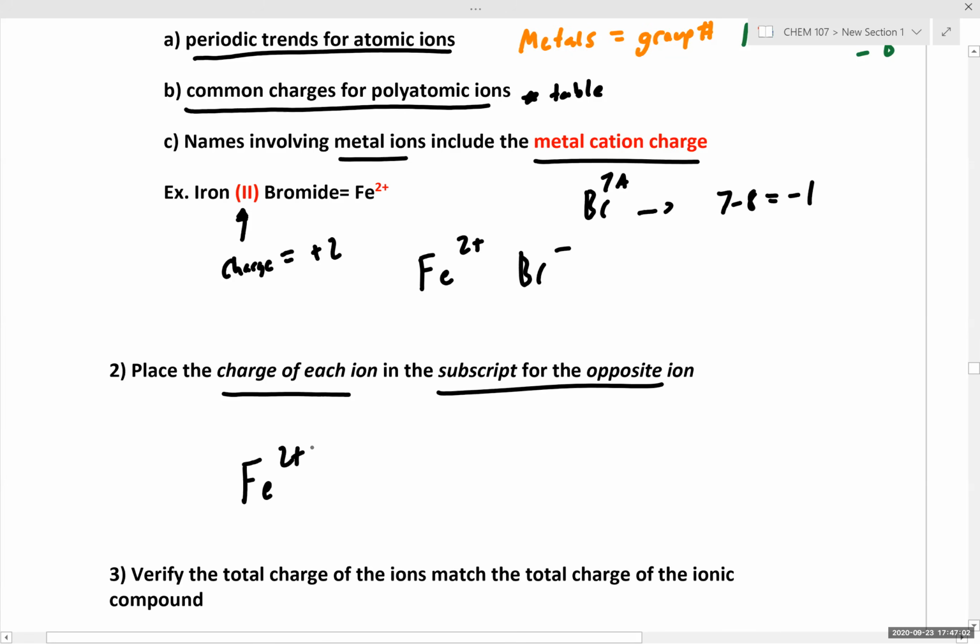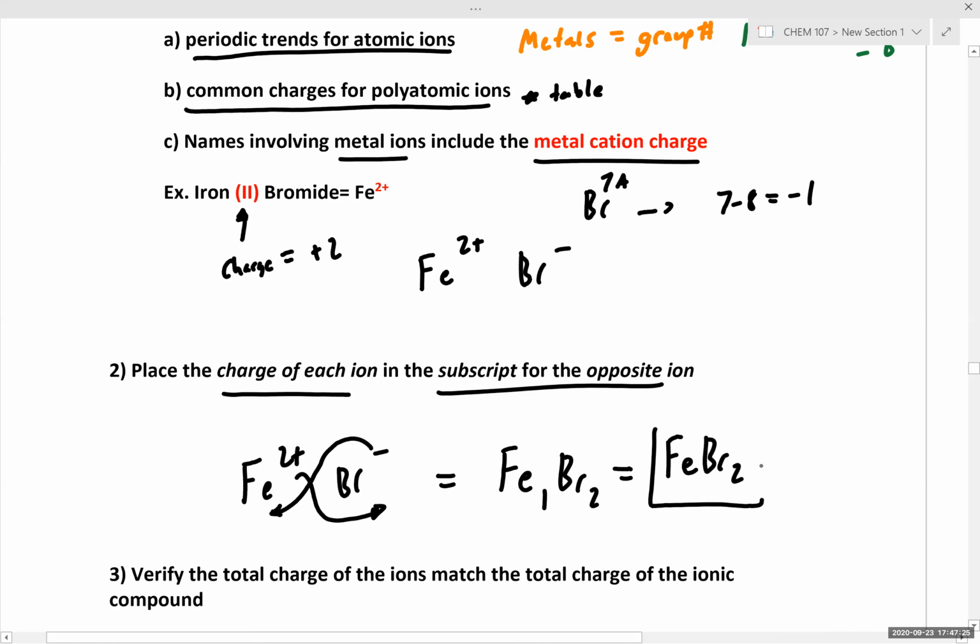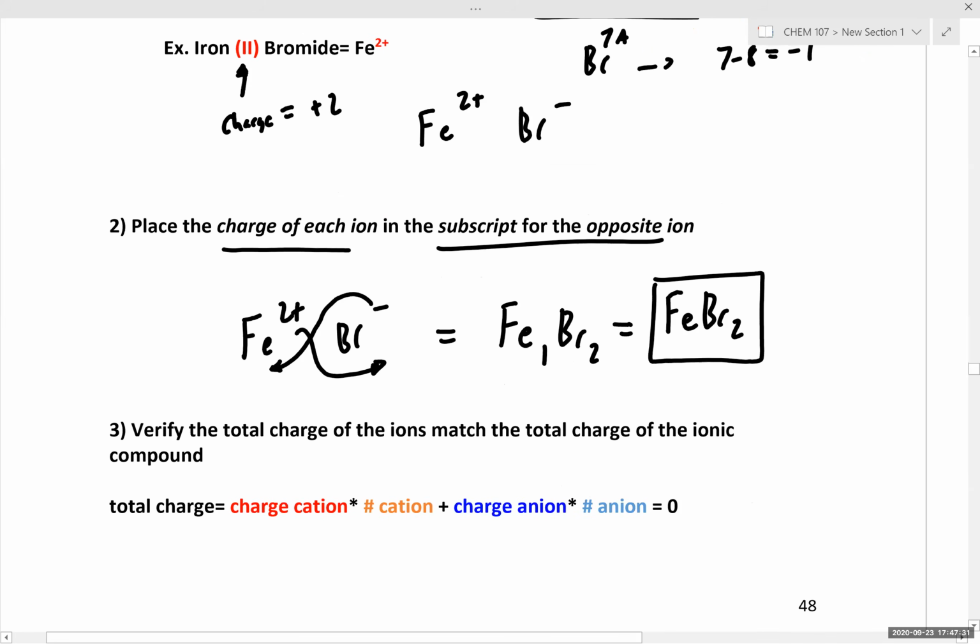So now that we have each of our charges in place, all we have to do is place the charge of each ion into the subscript of the opposite ion. We quote unquote cross our charges. So that would give us a predicted formula of Fe1Br2, which would just give us FeBr2. Now we can verify that this method and shortcut works.